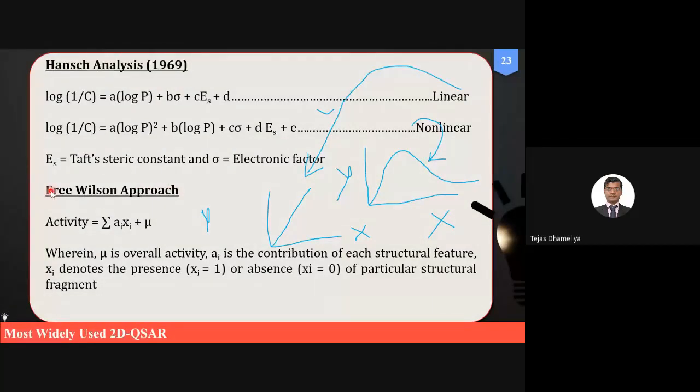So here we will be stopping. I will restrict myself to this slide, and we will try to learn something additional from here onwards, and how Hansch analysis and Free-Wilson analysis, two types of basic models, are widely used in two-dimensional quantitative structure activity relationships.